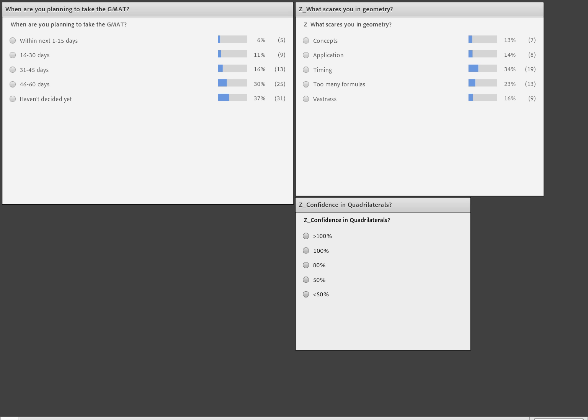23% tell me that there are too many formulas, and 16% tell me that it's very vast, which is absolutely true. Geometry is one area where you have a lot of formulas, you have a lot of concepts, and keeping all of that in mind becomes a tad bit difficult compared to other topics. But again, today we are going to learn about process skills, and process skills would make your life much easier, right? So that was about the second question.